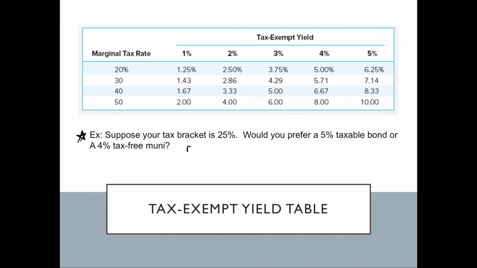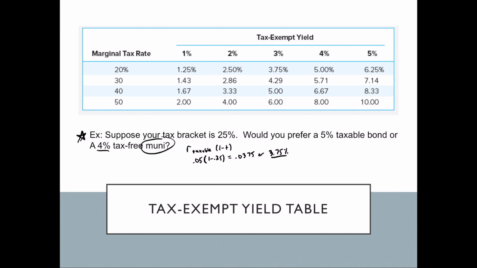To calculate the after-tax yield, we take the return of the taxable, the before-tax yield, and we multiply it by 1 minus the tax rate. In this case, the before-tax yield is 5%. Our tax rate is 25%, so we're only getting 75% of that 5% return, and so the after-tax yield is actually 0.0375 or 3.75%. So which one would you take? The after-tax yield of 3.75% or the after-tax yield of 4% of the tax-free muni? You would take the municipal security.